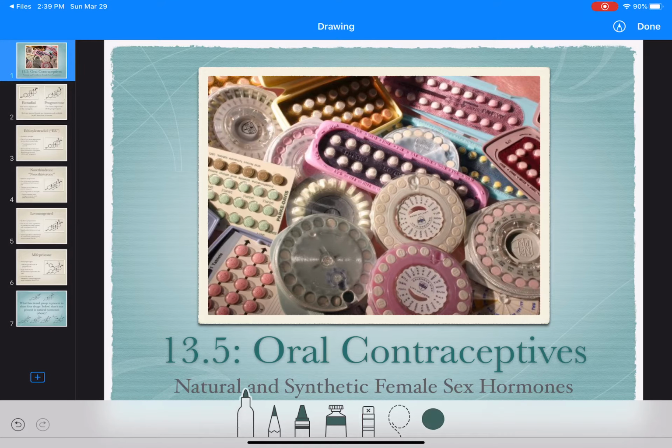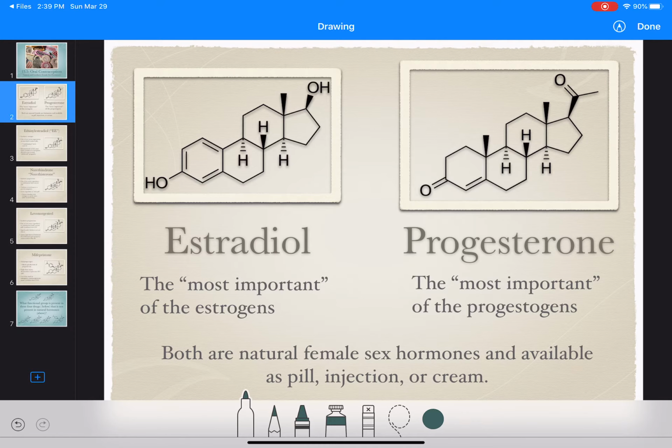Section 13.5 is on oral contraceptives and also on natural and synthetic female sex hormones. There's a lot of really big structures in this section, which is why I have it as a PowerPoint where the structures are already pre-built. So drawing these structures out is really tedious and not necessary for you to do. First thing that we're going to look at are estradiol and progesterone.